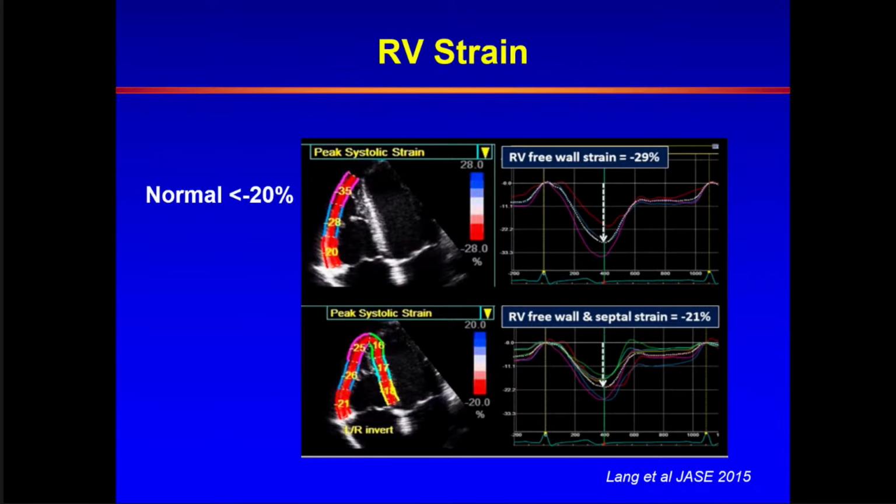RV strain has been looked at in many disease states, including cardiac amyloidosis, HFrEF, HFpEF, coronary artery disease, pulmonary hypertension, as well as cardiac transplant recipients, and patients with a left ventricular assist device or planning for a left ventricular assist device, to predict whether the RV will sustain the circulation once the implant is placed.